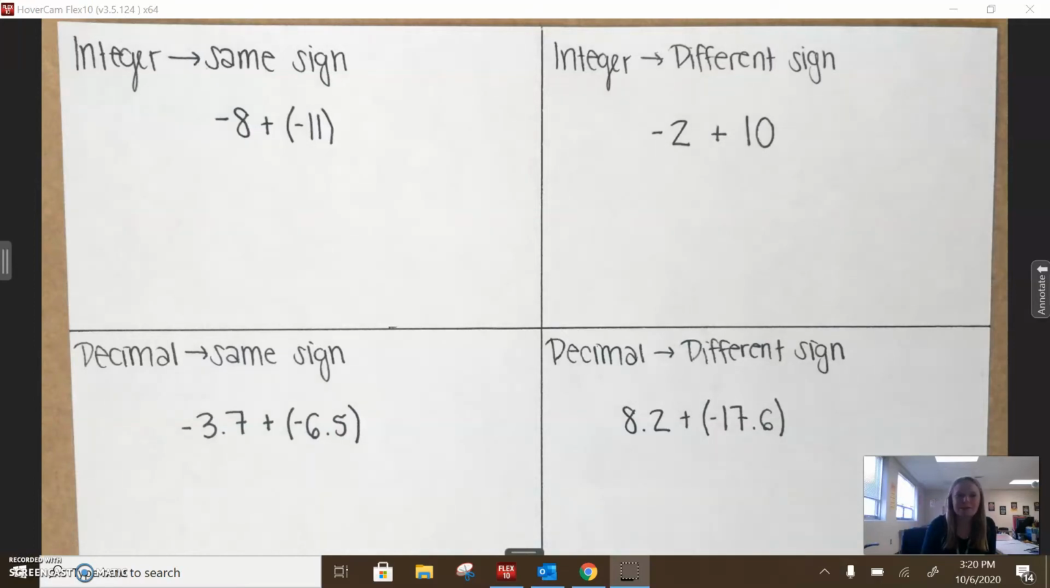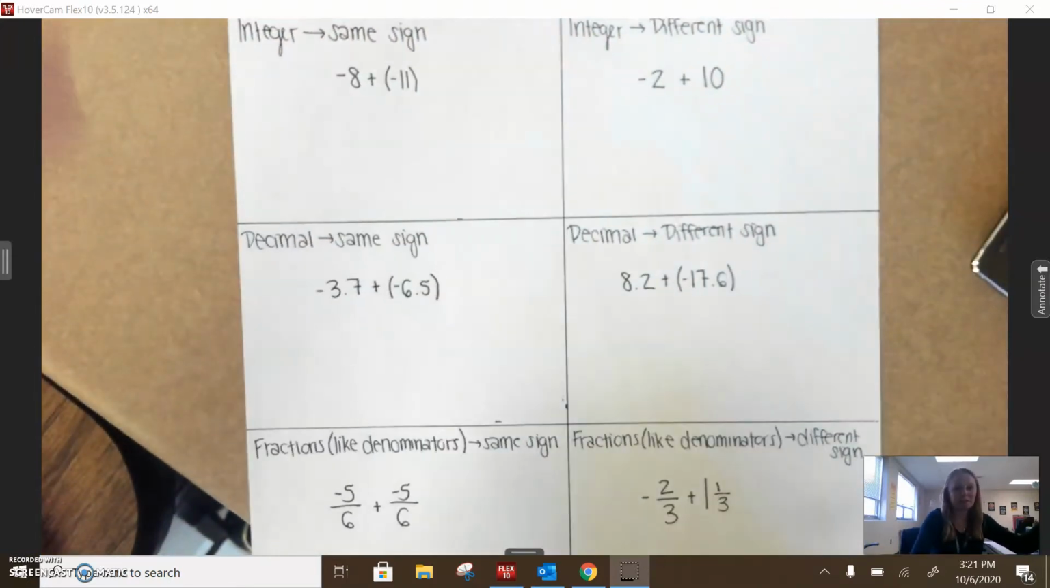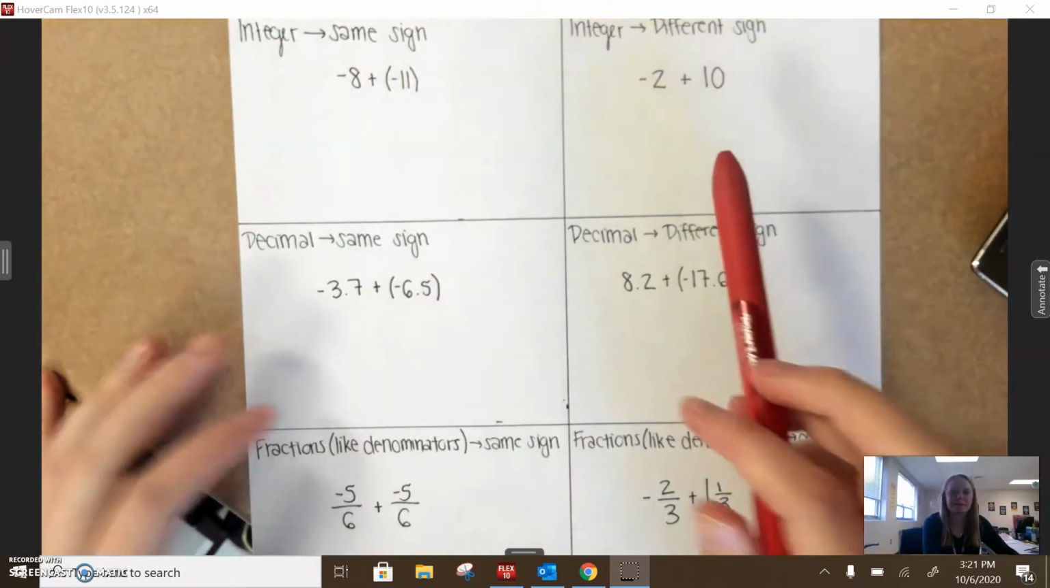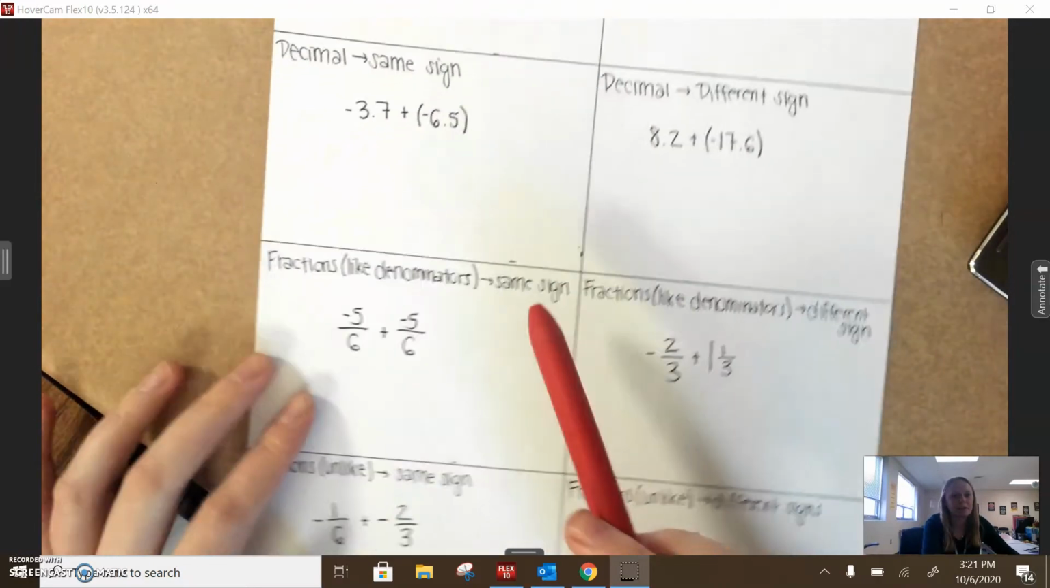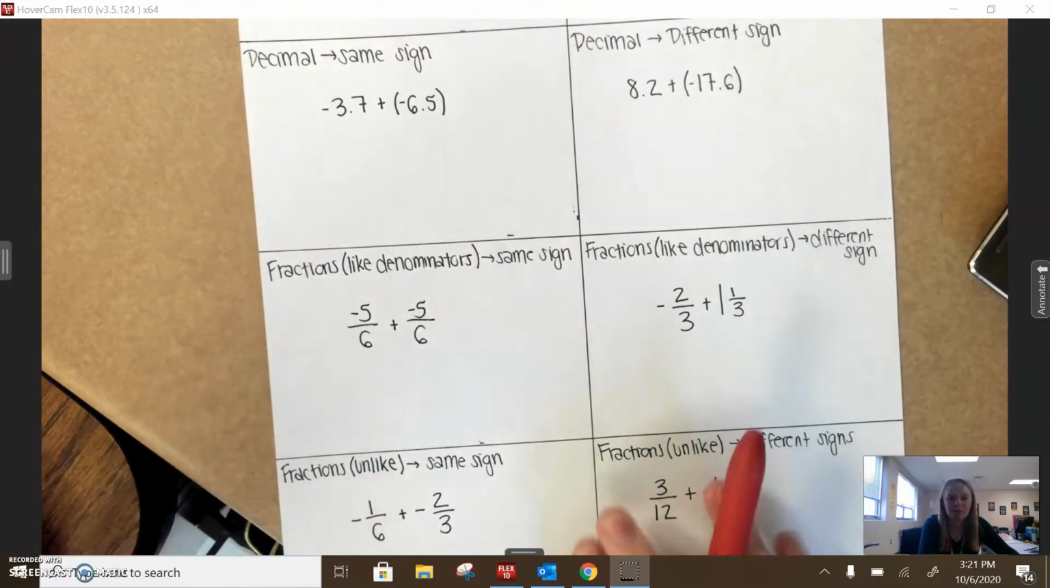Hey everyone, today we're going to be looking at how to add rational numbers. So I've kind of sectioned my paper here to explain how we do same signs and different signs, and we'll talk about integers, decimals, and then fractions with like and unlike denominators.